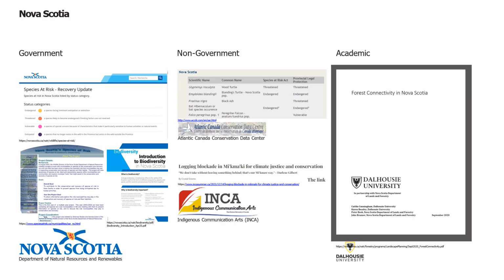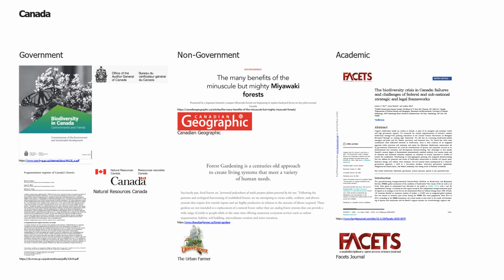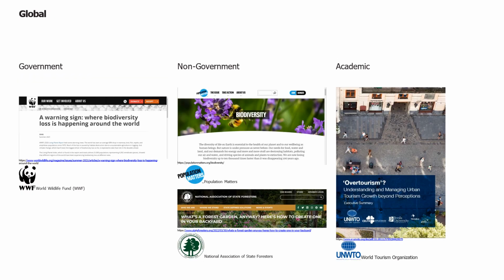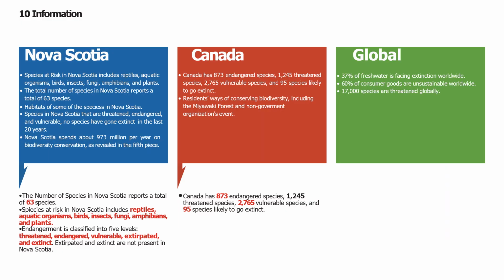To dig deeper into the issue of biodiversity loss, I divided my research into three main parts: Nova Scotia, Canada, and globally. I focused on collecting data and analyzing reports about the decrease in species diversity to better understand the problem. In this process, I looked through some reports and studies and selected 10 points that I considered most important and insightful. These points cover various aspects of biodiversity decline from local to global levels.